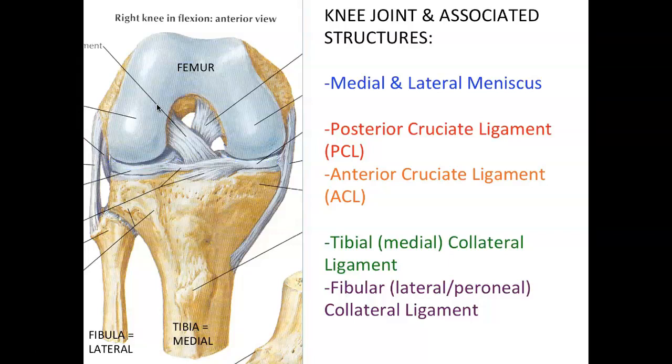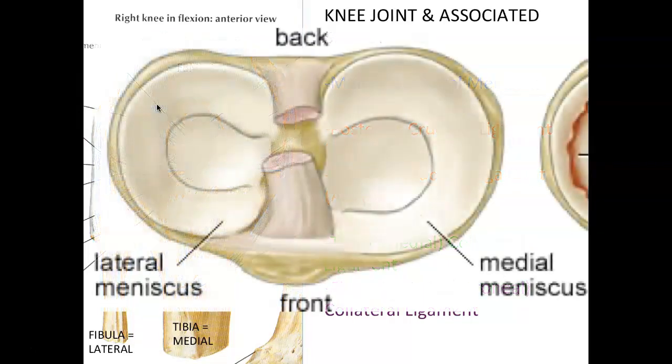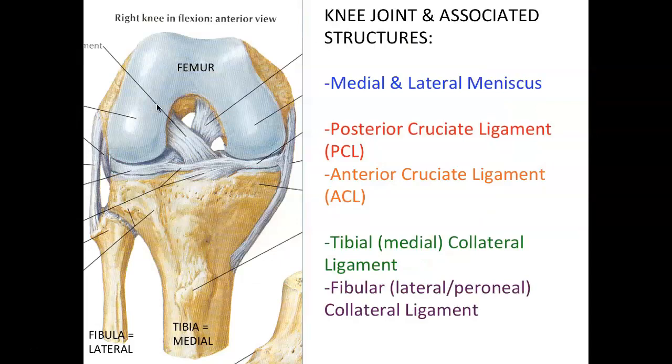So if I remove the femur out of the way, you could see this crescent moon shape that these menisci have sitting on top of the tibia. Now let's move into our cruciate ligaments. Cruciate means cross, so you can see how these ligaments are kind of crossing each other over here.